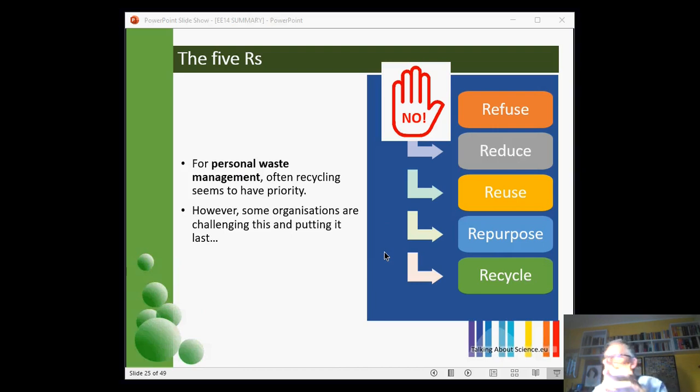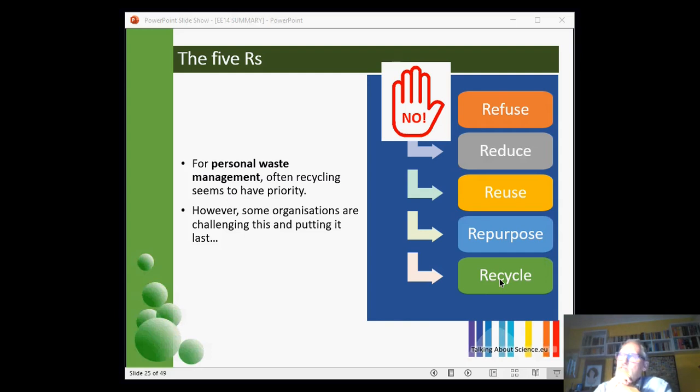Coming to waste, I just said something about food waste, but waste in general. We revised the five R's, which is the idea of refusing to make it in the first place, so thinking about whether something is needed or not, reduce, reuse, repurpose, recycle. Recycling is the final step in this scheme of things.